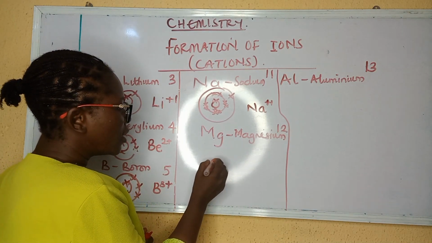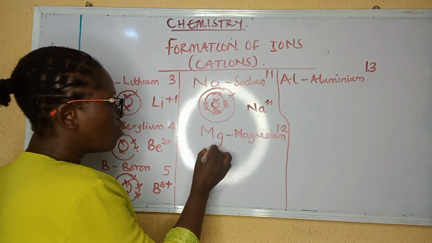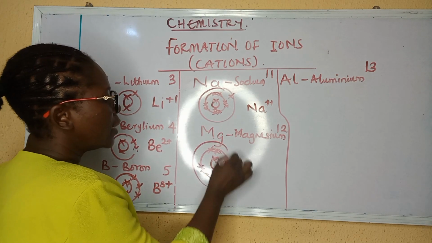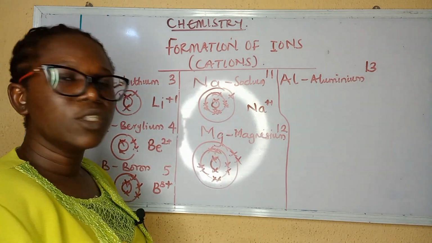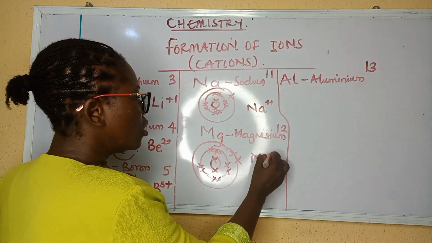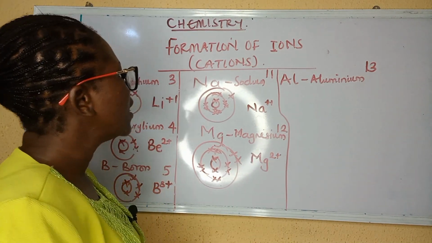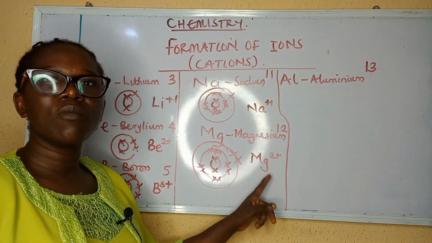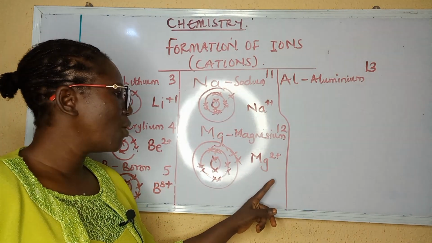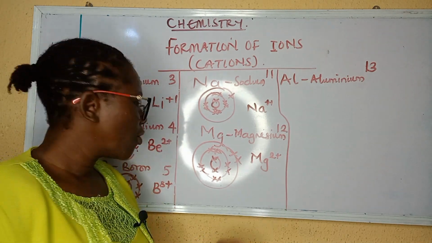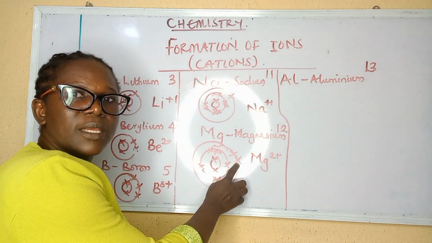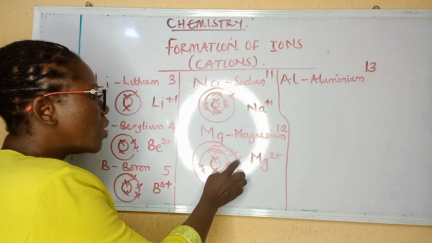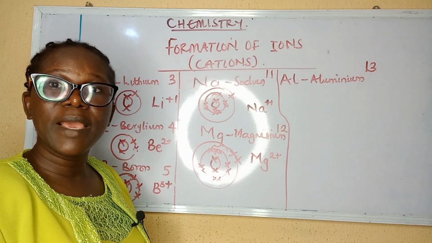The next one is magnesium with an atomic number of 12. So we have 2, 8, and the last shell takes 2. So it ends up giving out 2 to become Mg2+. In this case, there's a difference between a sodium atom and a sodium ion. There's a difference between a magnesium atom and a magnesium ion. The magnesium ion now has 10 electrons because it will end up losing the last 2, and its shell number will drop to 2. It cannot gain 6 to make it complete.